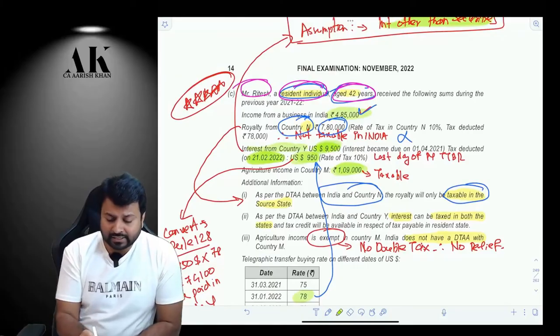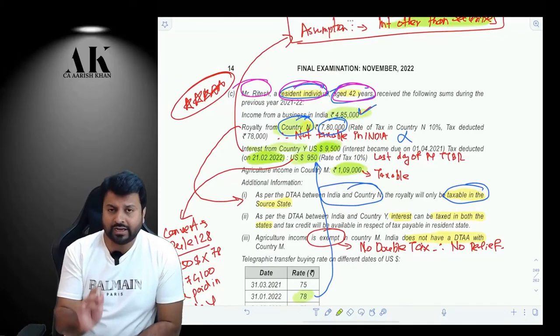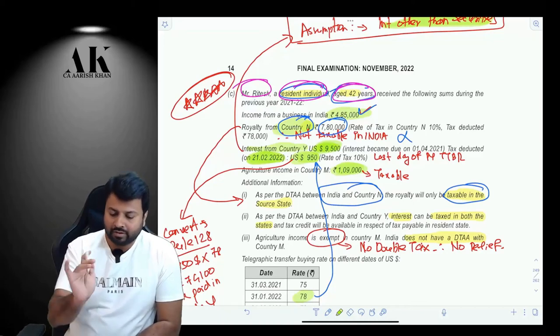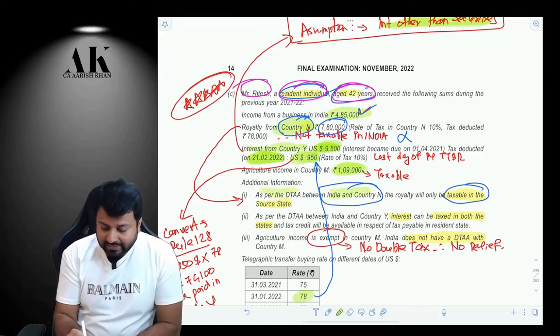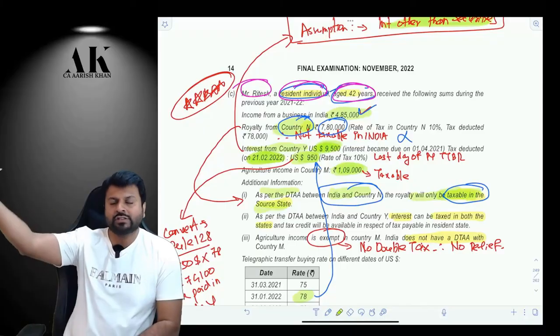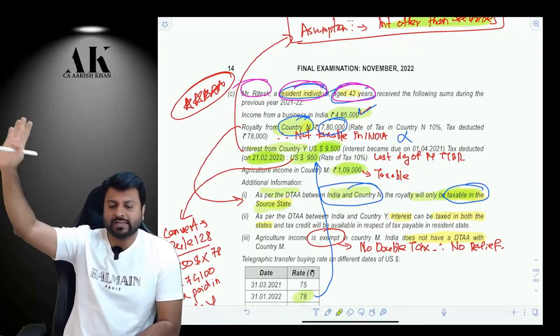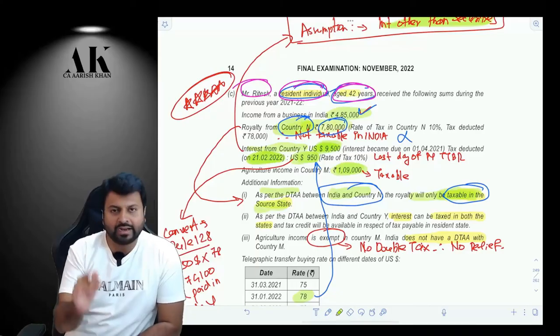Second, Mr. Ritesh is also earning some royalty from country N. Now, whatever royalty he is earning from country N will not be taxable in India, because it is written in the DTAA between India and country N that royalty will be taxable in the source state. Now which is the source state? Is India the source state? No, the source state is country N, therefore it is taxable in country N. So this particular amount 7,80,000 is not taxable in India.